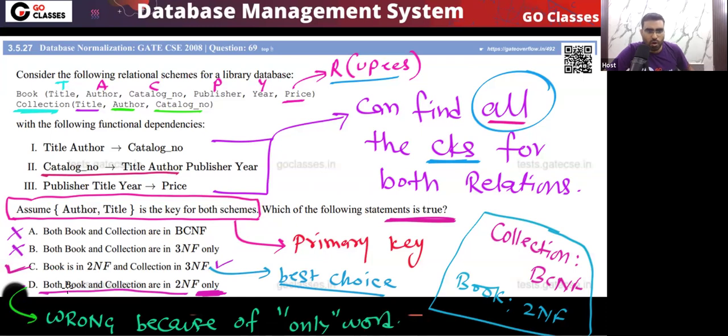Is this clear? See, option D is saying both are in 2NF only. So that is the reason option D is wrong. The answer will be option C. That's it. Is this clear?